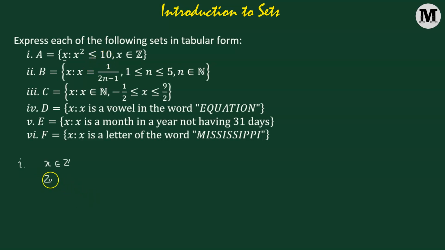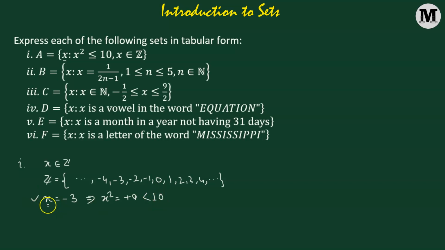By definition, Z is the set of all integer values. So we have the negative integer values such as -4, -3, -2, -1, 0, and we have the positive integer values 1, 2, 3, 4, and so on. Let's say we first pick x equals -3. When we square this value, we get positive 9, and clearly 9 is less than 10. So this is an accepted value.